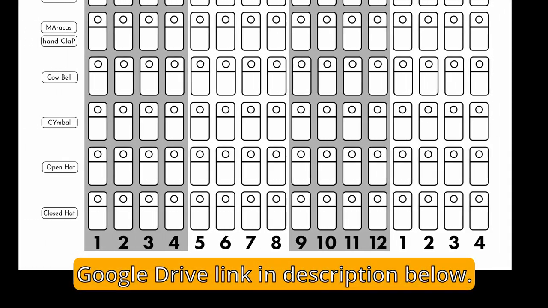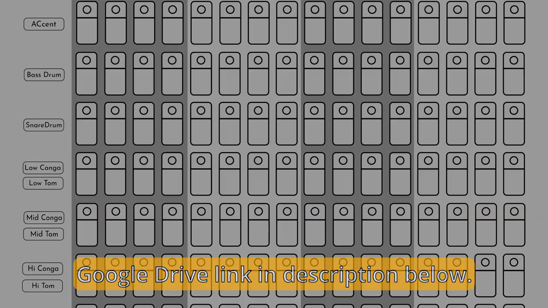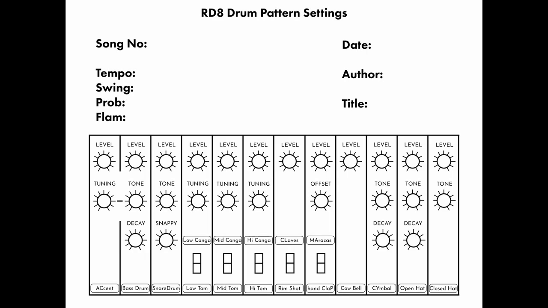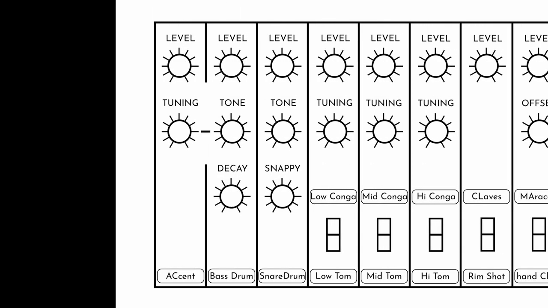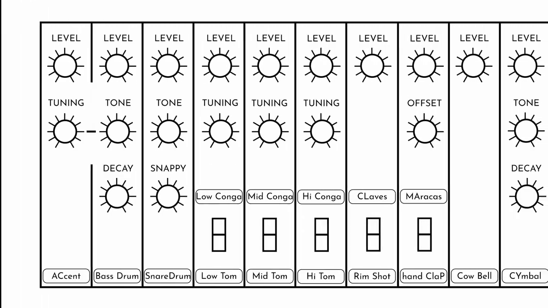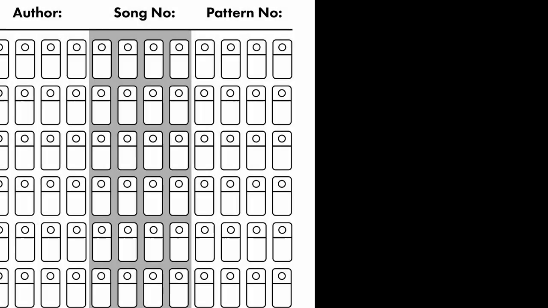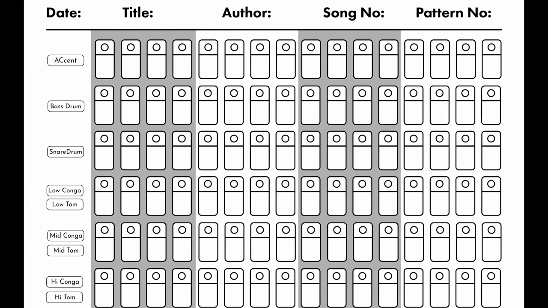You can find the blank PDF files available as a download in the description below. There are two separate documents for the RD8 drum machines. The first document relates to the general settings of the drum machines. Settings like the levels, tone, decay, and other parameters can be notated here. The second document is designed to note the actual pattern that you created on the drum machine. Use as many sheets as you need, depending on how many steps your beats are. Overall, the documents should be pretty straightforward and easy to use.